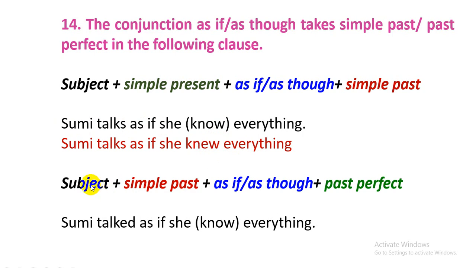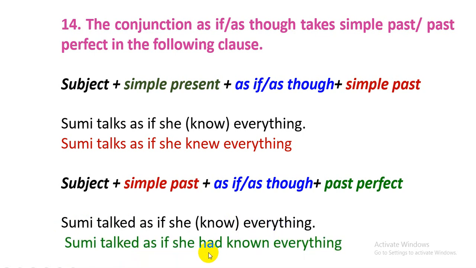Another structure: subject, simple past, as if, as though, past perfect. Shumi talked as if she knew everything. This is simple past, so we will write past perfect. Shumi talked as if she had known everything.